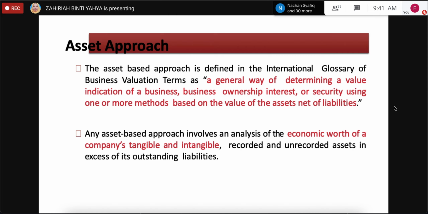Ya. And what is intangible asset? Company pun ada intangible asset juga. What is intangible asset? Goodwill. Patent, trademark, copyright. Itu adalah contoh-contoh intangible asset, ya, termasuklah intellectual properties.